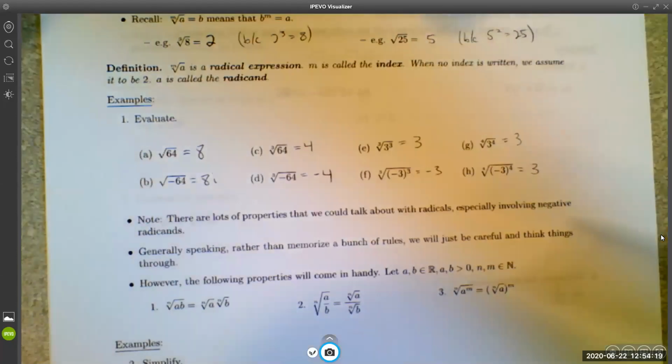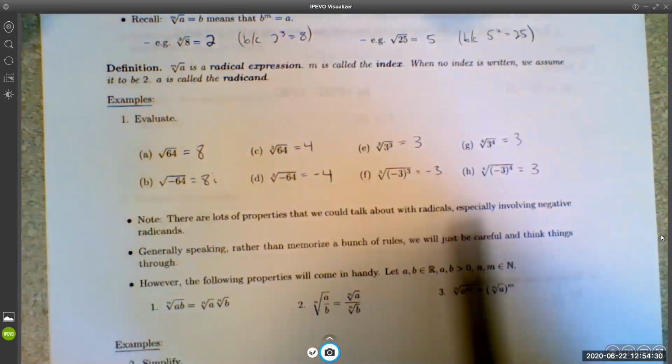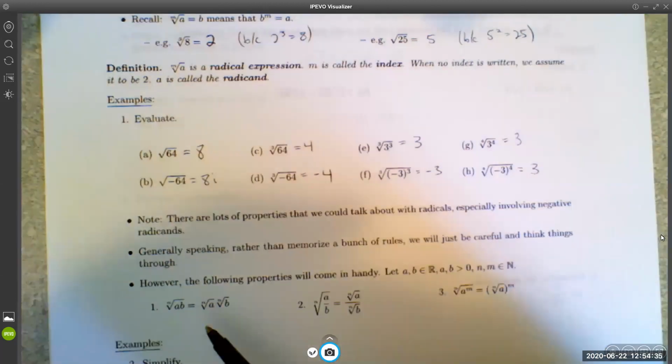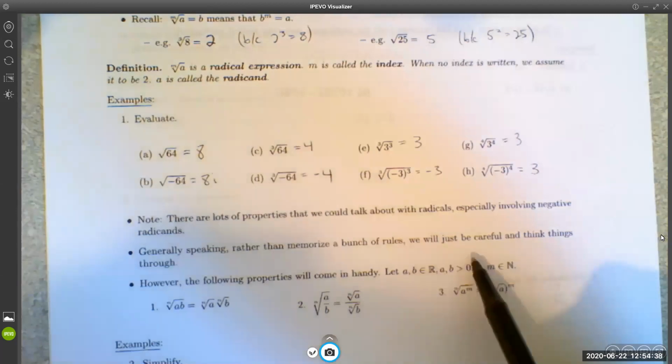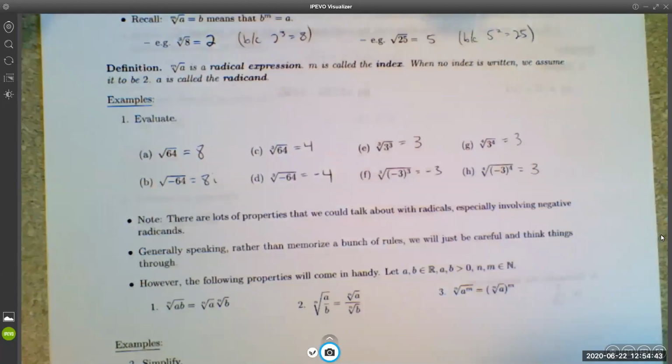Basically, if we wanted to summarize all of our discoveries here, we could come up with a whole list of properties that we could talk about with radicals, especially when they involve negative radicands. But generally speaking, rather than memorize a bunch of rules, we're just going to be careful and think things through. I think if we do that, it'll work out better for us than if we try to memorize a whole bunch of rules about when your answer is positive, when the answer is negative, when the answer needs an i on it, and so forth. It's much better to just think about it.